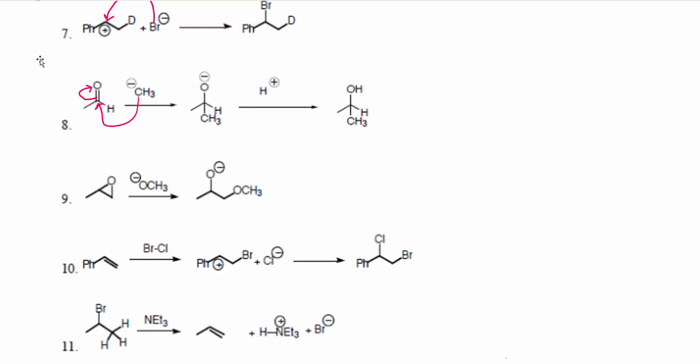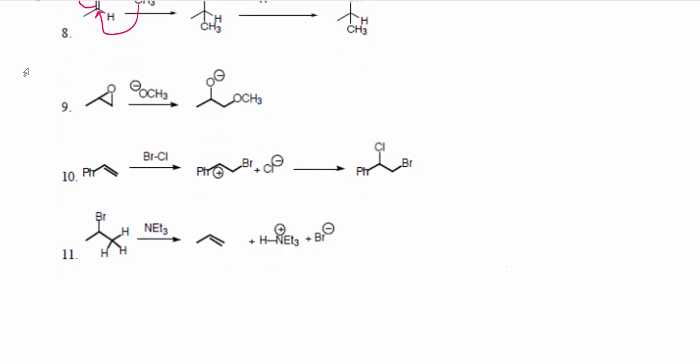Then we'll add some acid to it. When we add some acid, the negative charge of the oxygen is drawn towards that hydrogen in an acid-base situation, because transfer of a proton is an acid-base reaction, and we're going to create that alcohol group. Number 9, this is called an epoxide, and we're going to deal with epoxides in Module 6. But what you need to do is be able to pick out, from reactant to product, what is happening.